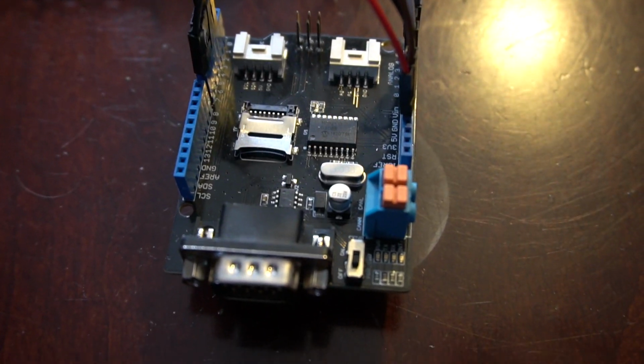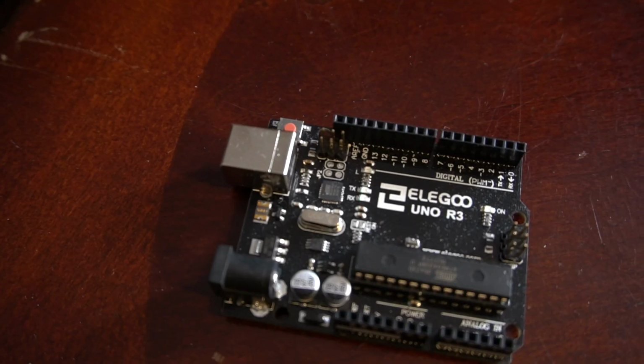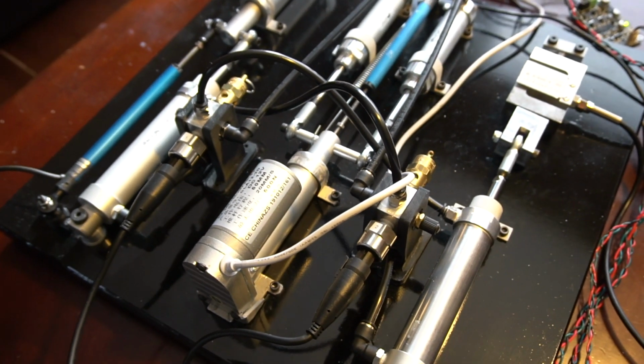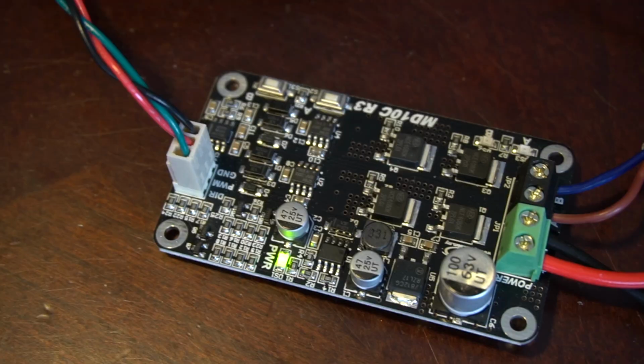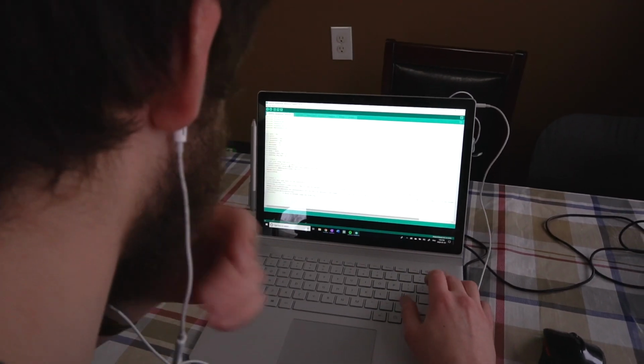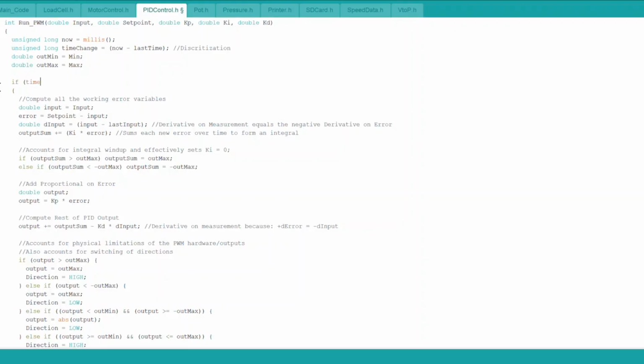A CAN bus shield gathers the speed information directly from the vehicle. The current speed is sent to the Arduino, which analyzes what the optimal volume of the system should be. The actuator is moved to the correct position to achieve the volume using the motor controller. The Arduino controls the system by using a PID, which calculates the error between the desired and actual position.